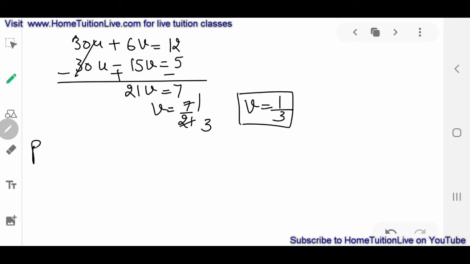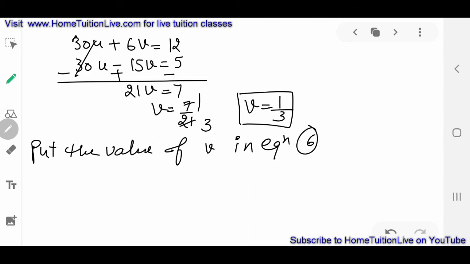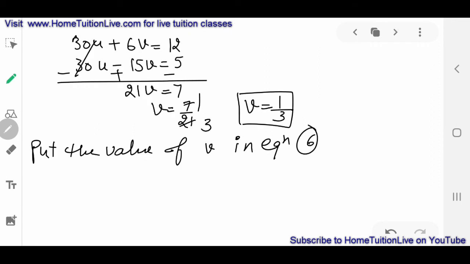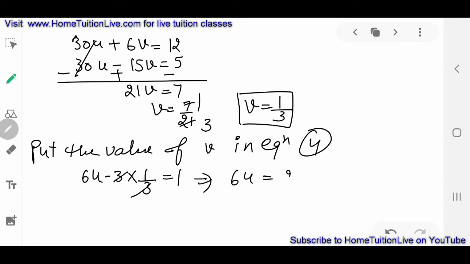Now put the value of v in equation 4. Our equation 4 is 6u minus 3v, with v being 1 by 3, equals 1. This is 6u equals 1 plus 1, which is 2, so u is equal to 2 by 6. 2 ones are 2, 2 threes are 6, that is, u is equal to 1 by 3.